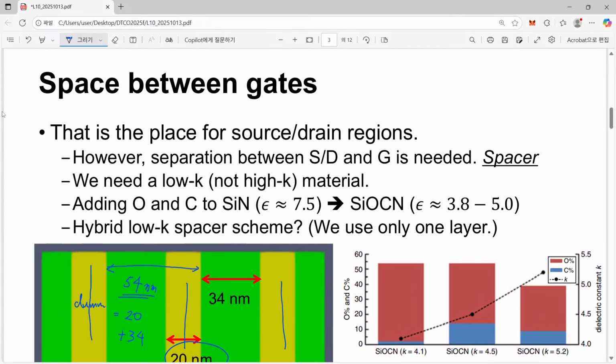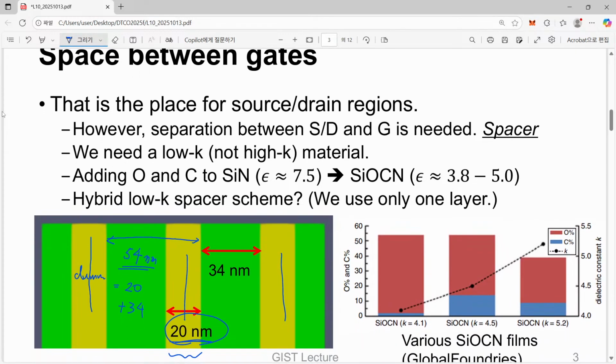Here we have space between gates. This is 34 nanometer long, and here we must introduce our source and drain, because everybody understands this is a gate. So we have to place our source and drain. Which one is a source and which one is a drain really depends on your operation, but source and drain, or drain and source, should be placed within this 34 nanometer.